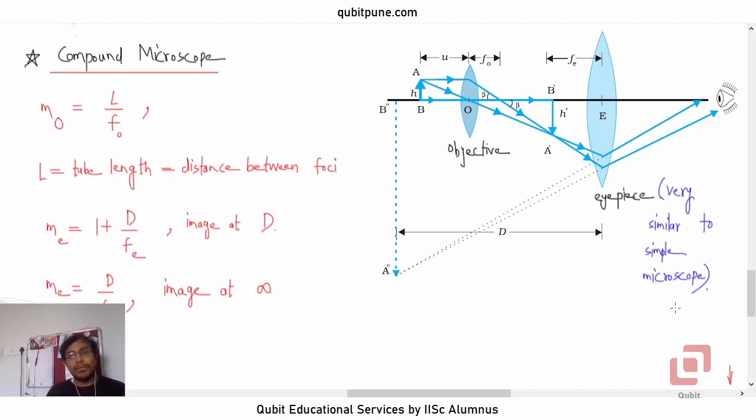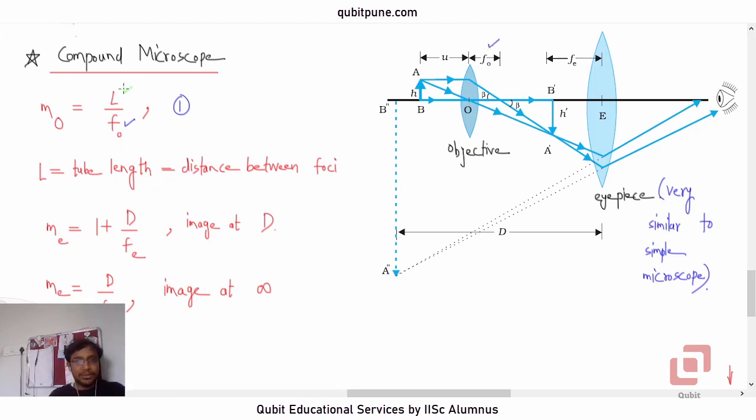Okay, so what are the important formulae here? The first formula is the magnification achieved by the objective lens. It is given by MO equal to L upon FO. FO is the focal length of the objective lens, and L is called the tube length.